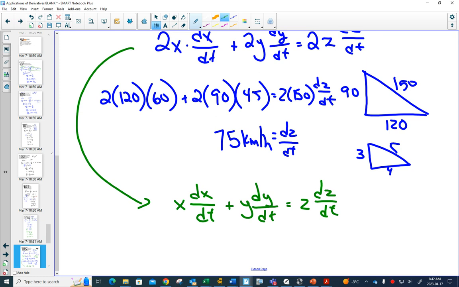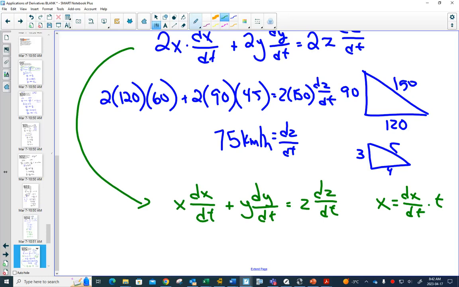And the x distance, x is a distance, right? And distance is speed times time. Okay? What is the speed of x? Well, that's x's rate of change times time.